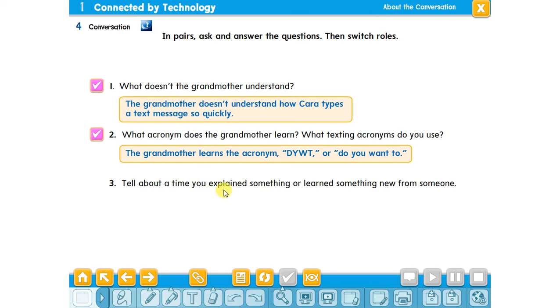Tell about the time you explained something or learned something new from someone. You write about something that you have learned from someone, anyone, but something that you have learned. And here, for example, the grandmother learns acronyms, DYWT. Did you learn not only acronyms, anything that you have newly learned? Okay, let's go on.